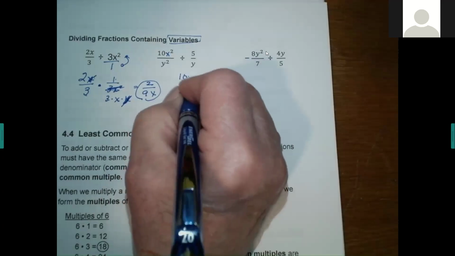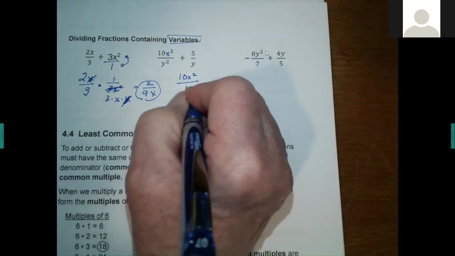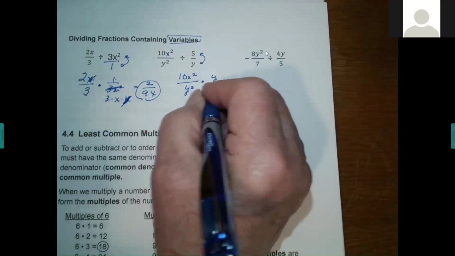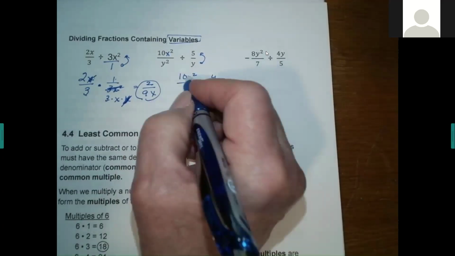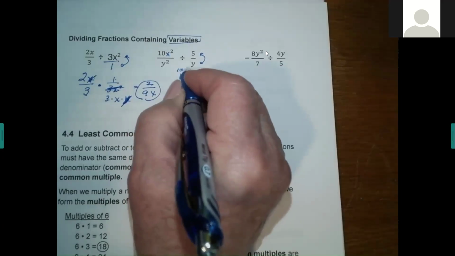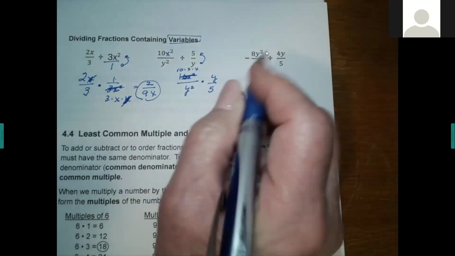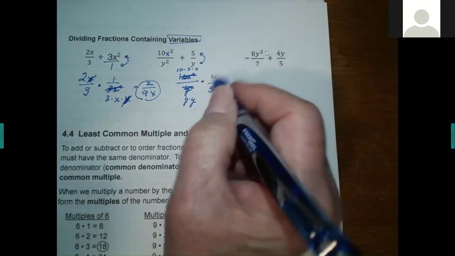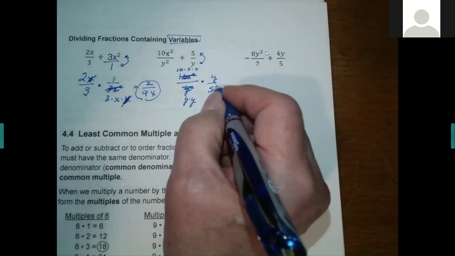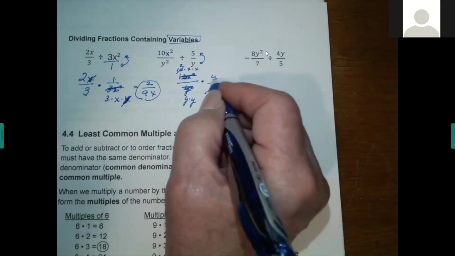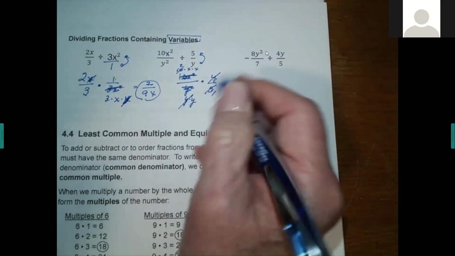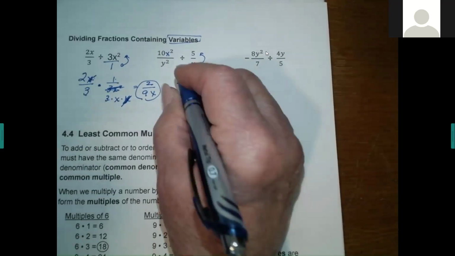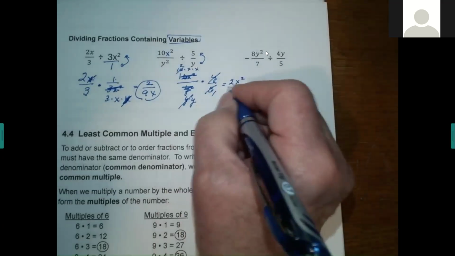So we have 10x squared over y squared, and we're going to multiply by the reciprocal. Now, we know that this is 10 times x times x, so I'm just going to write that up here. You don't need to do this, but if you can't see it, that might be good. And y squared would be y times y. So now I'm looking. I can divide this 10 and this 5 by 5. And I can divide this numerator and this denominator both by y. And I have 2x squared on the top. And on the bottom, I have a y.